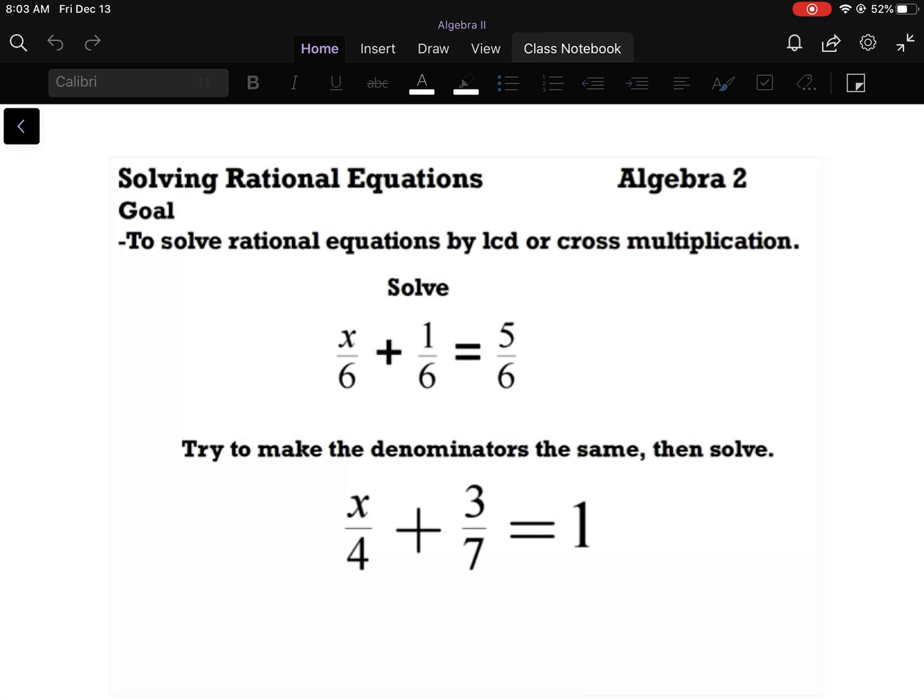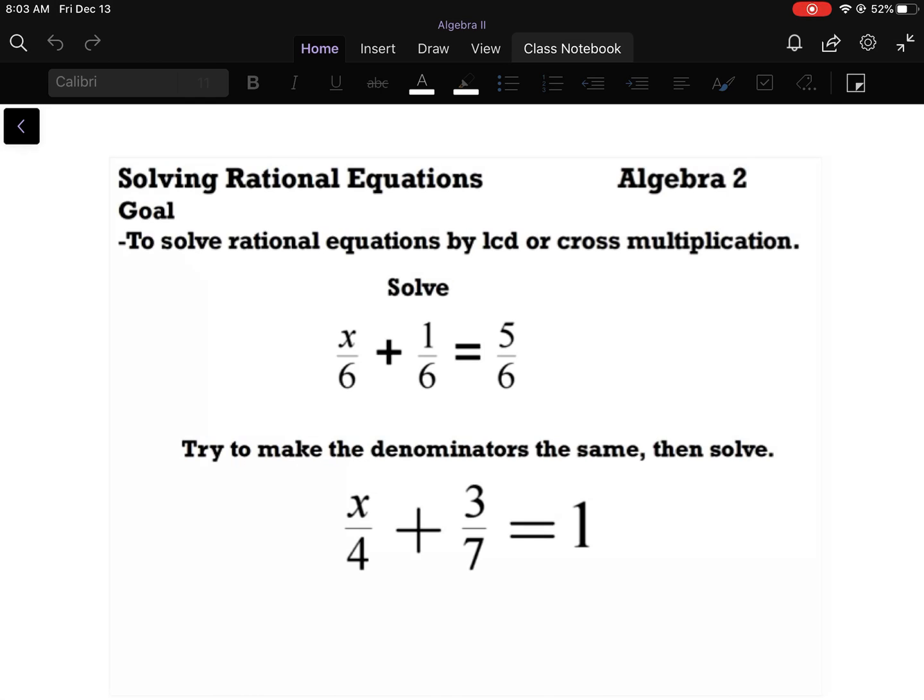We're going to solve rational equations. So now instead of all these operations with expressions, we put an equal sign in there, so now it's an equation. Now the idea of an equation is that everything about the equation on the left side and the right side has to be equal.